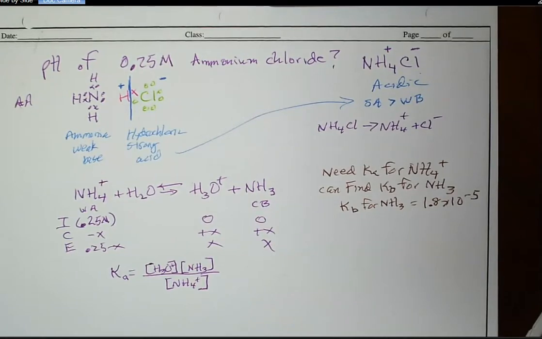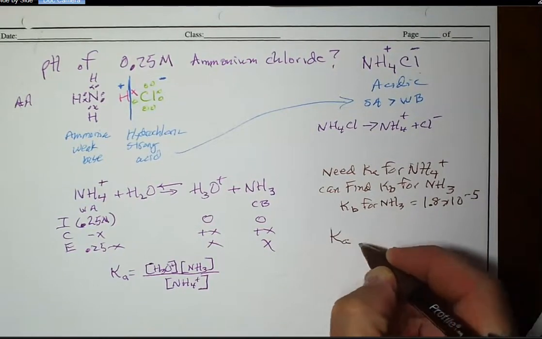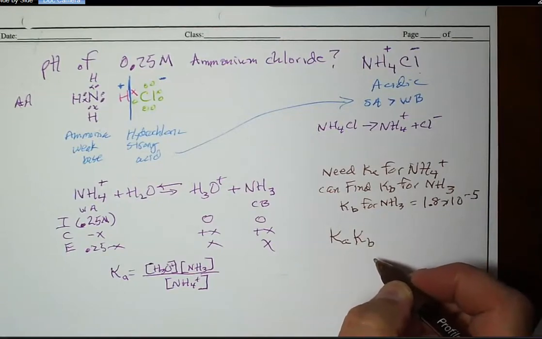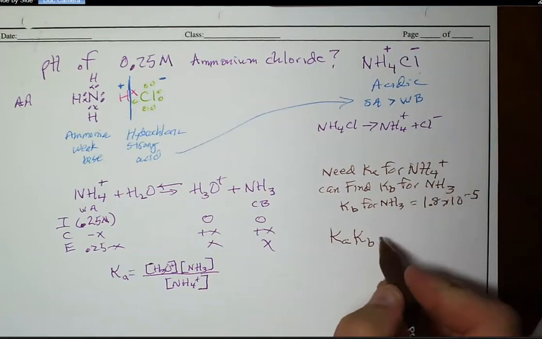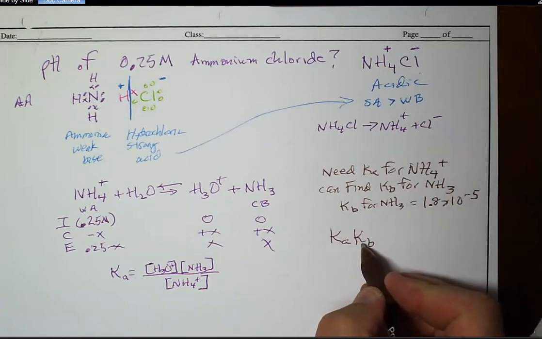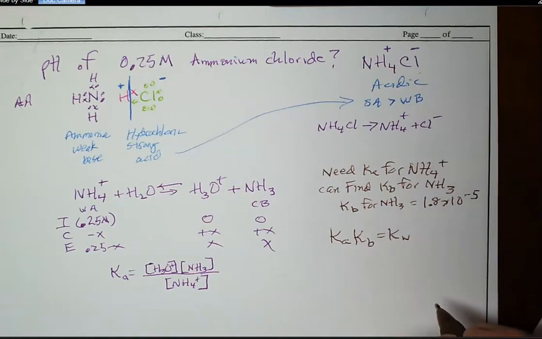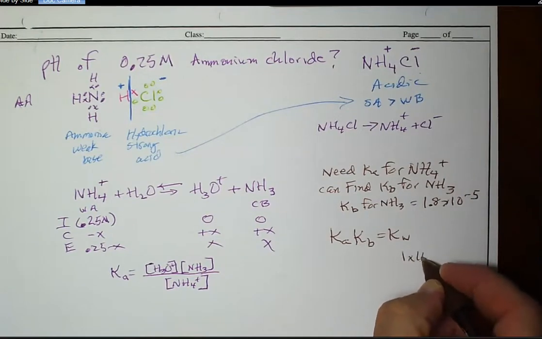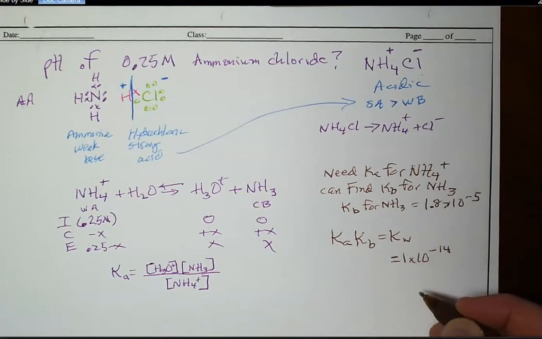And the first time I showed you this, I said this is going to be real important for you to remember. The Ka for an acid times the Kb for its conjugate base. So you take a conjugate acid and base like ammonia and ammonium. Ka for the conjugate acid times Kb for the conjugate base always equals Kw. You have to remember Kw is 1 times 10 to the negative 14. You simply have to know that.